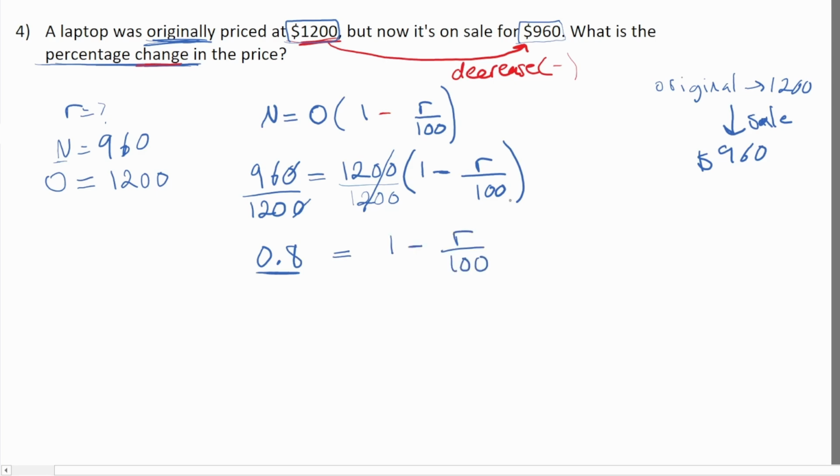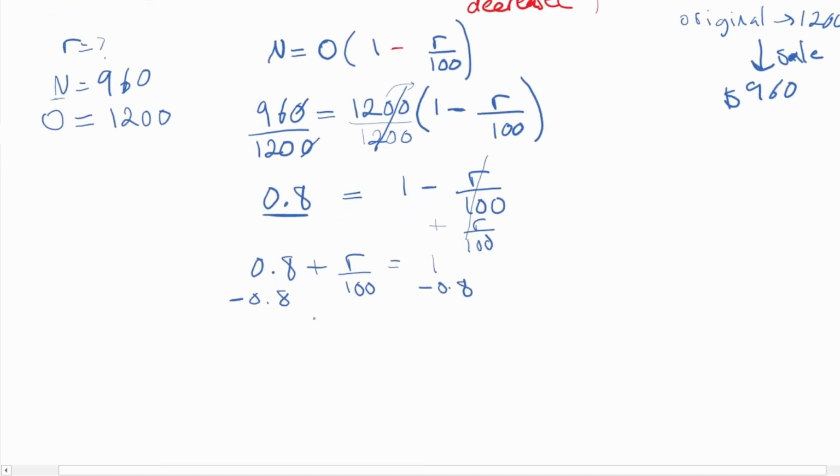As we've said before, those brackets, we don't need them anymore because the thing that's getting multiplied by the bracket just got cancelled. Now normally we would subtract 1 and then multiply by 100 and then negative. This time, let's try something different. We're going to add R over 100, so it cancels out from the right side and comes to the left side, equal to 1. And we're going to now subtract 0.8. This will give you R over 100 is equal to 0.2. And finally, we multiply both sides by 100 and get that R is equal to 20.